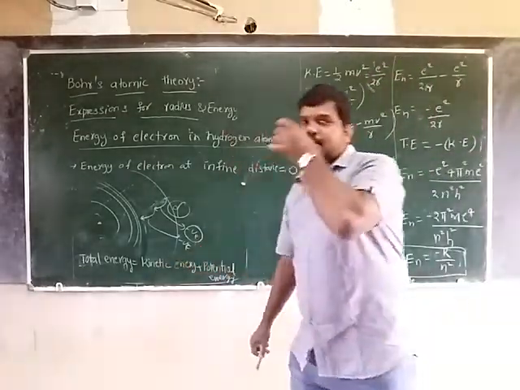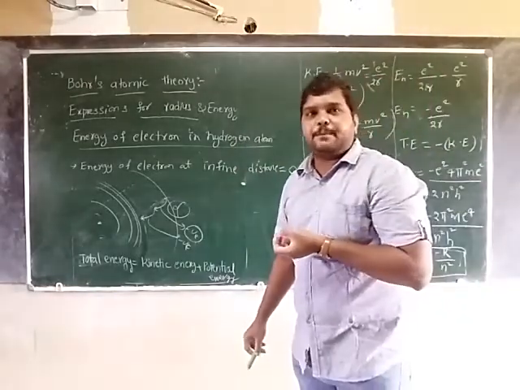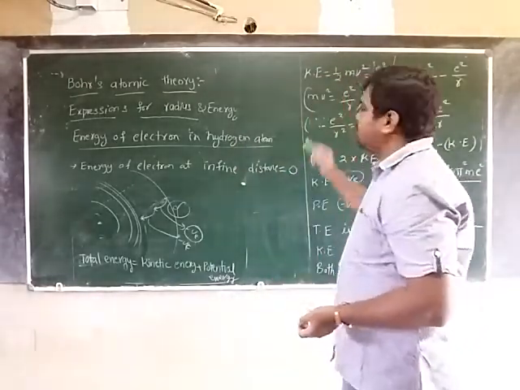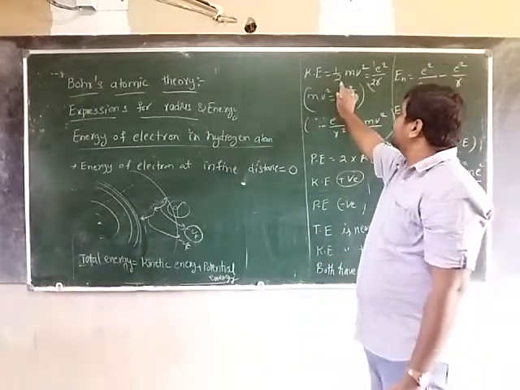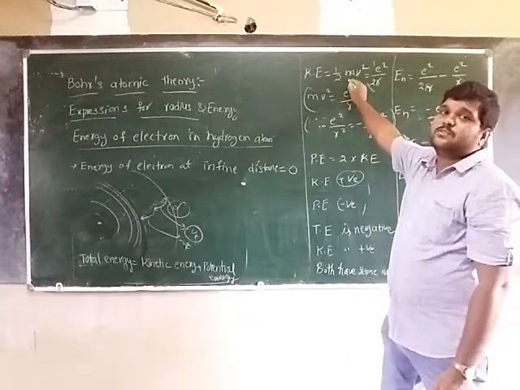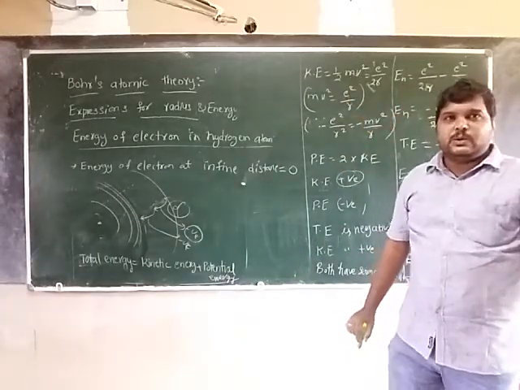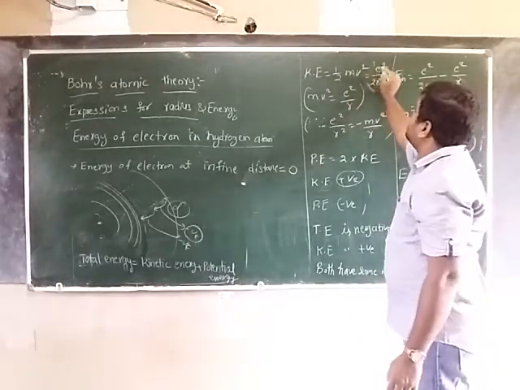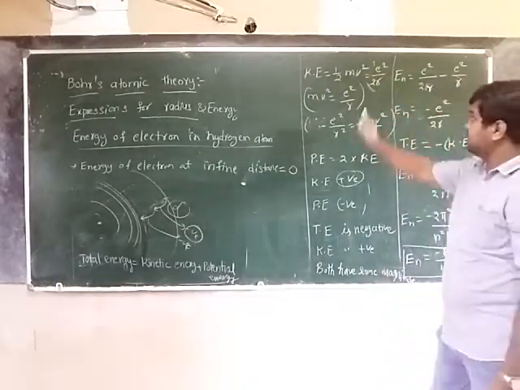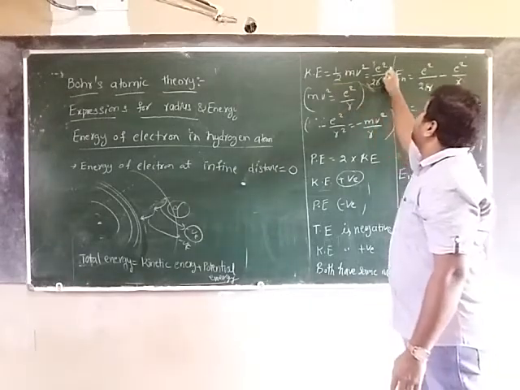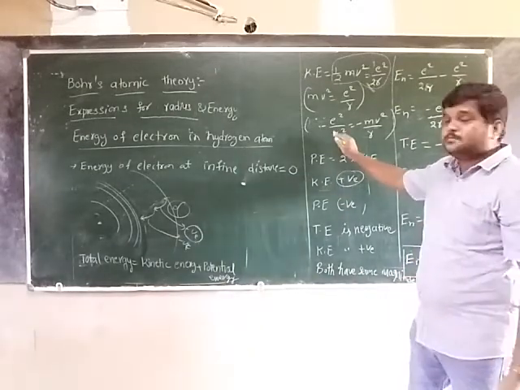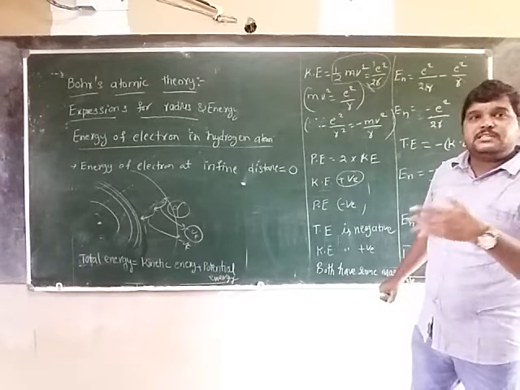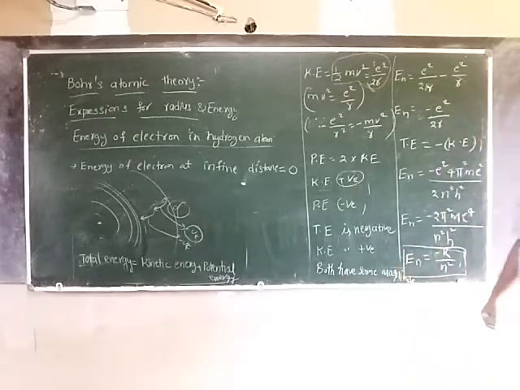Come to the point. Total energy is equal to kinetic energy plus potential energy. Now come to the kinetic energy. Kinetic energy is half mv square, where m is the mass of the electron and v is the velocity. Half mv square we can write as e square by 2r. How can we write that? We know that centripetal force is equal to centrifugal force.